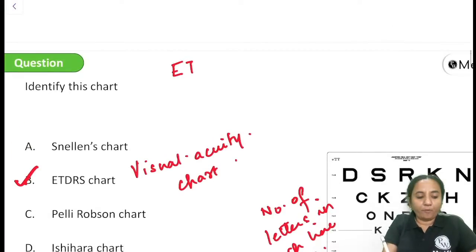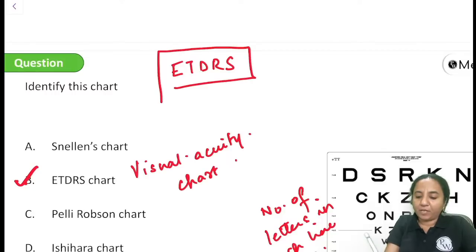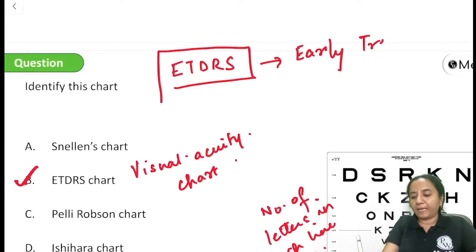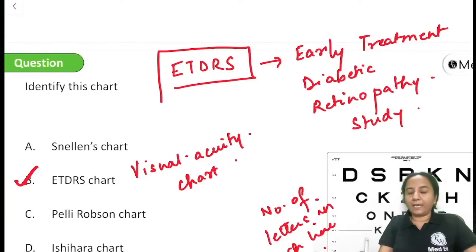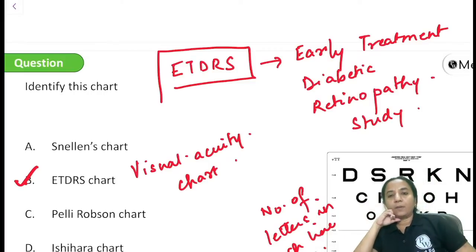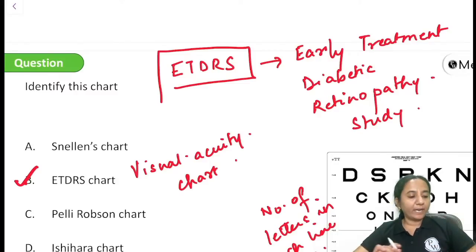Now what is the full form of ETDRS chart? The other name is Bailey-Lovie chart, correct. ETDRS stands for Early Treatment Diabetic Retinopathy Study Chart. It was used in this study, and that's why it has been named like that. But as you correctly told me, the other name for the chart is Bailey and Lovie chart.